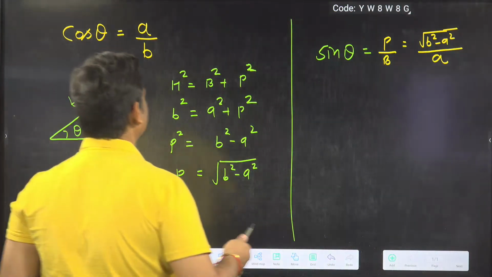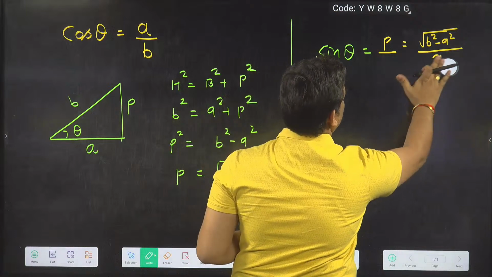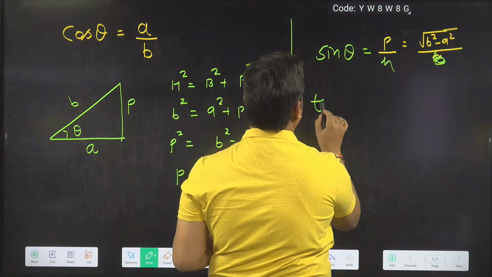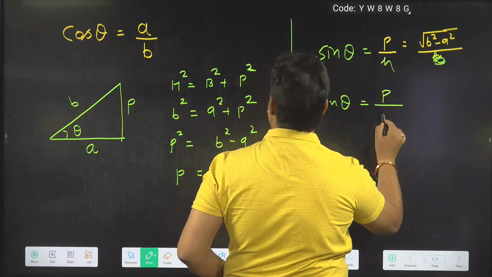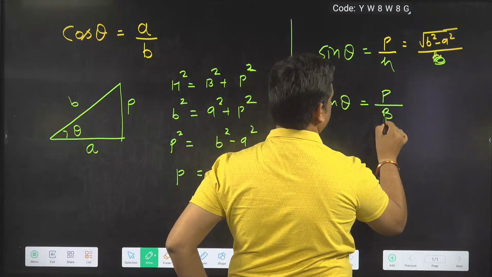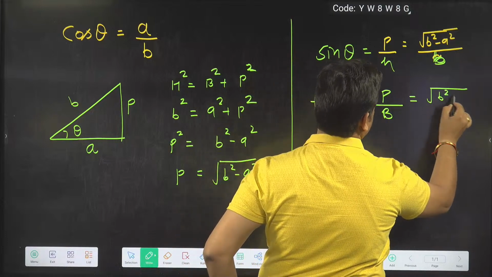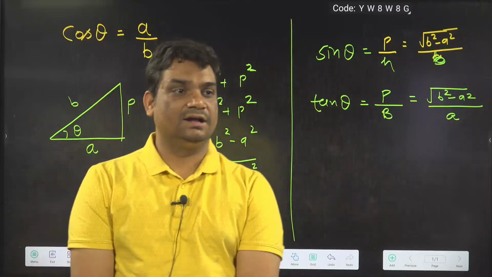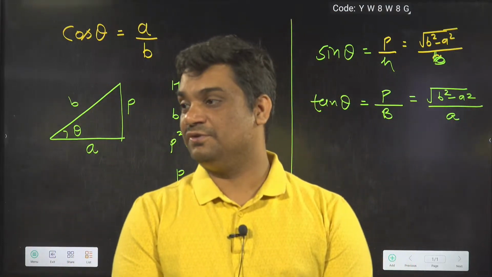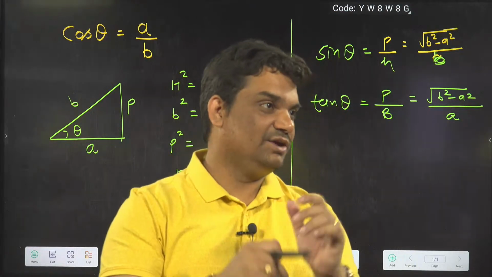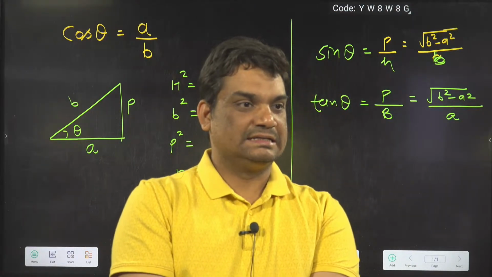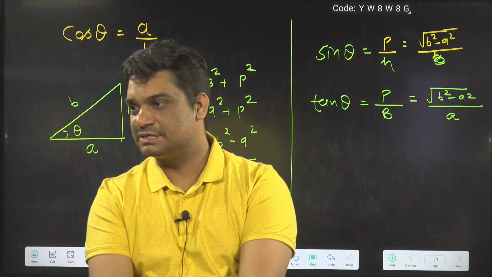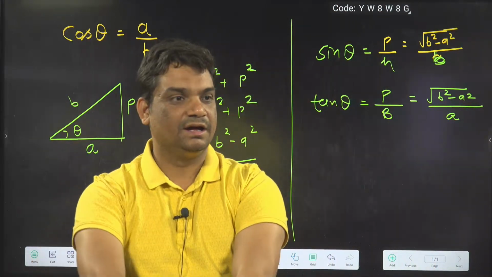I have written P by H, where H is basically B here, and if I write tan theta, then I can write perpendicular divided by your base, so this becomes root of B square minus A square divided by A. Do you know the formula of total internal reflection? Then I will give you one question on that. If you know, then only I will give the question. Was the sine formula in TIR there or not? Okay, let's skip this part. Don't know, no problem.